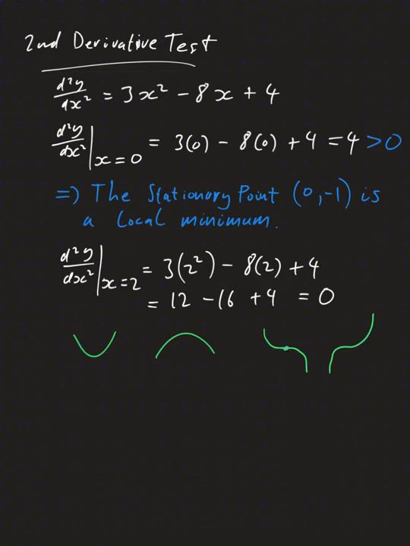Now, a stationary point of inflection in particular, as opposed to an ordinary point of inflection, is one where the first derivative also goes to 0 at the point of inflection. So that is a stationary point of inflection, whereas that would be an ordinary point of inflection, where the first derivative doesn't go to 0 here.